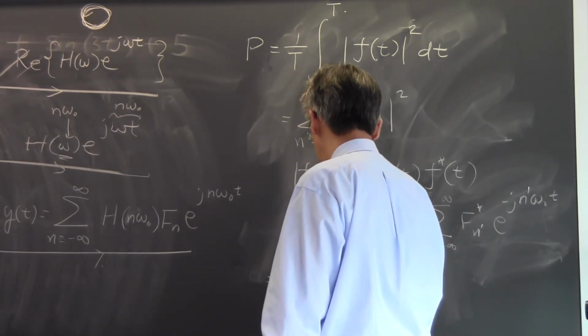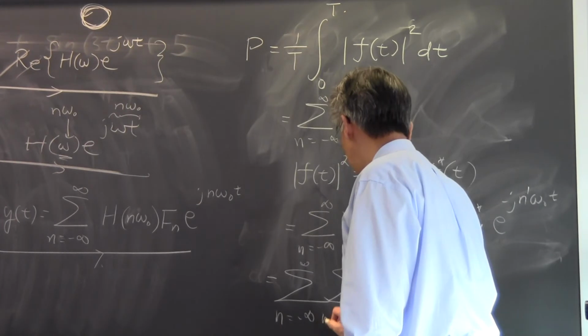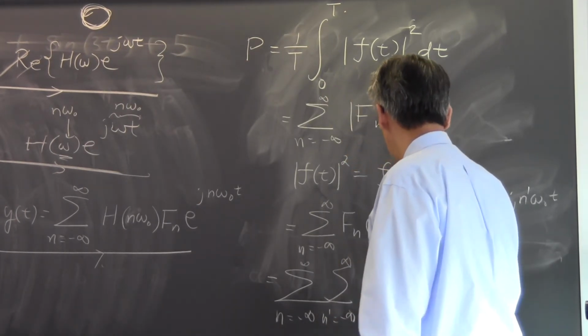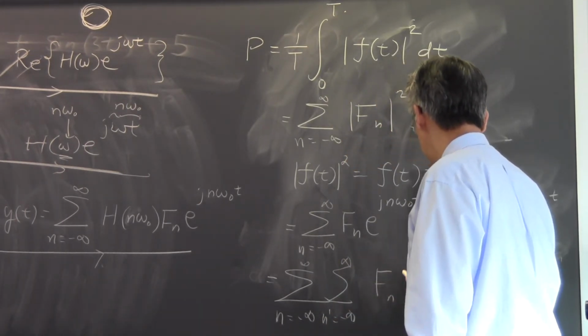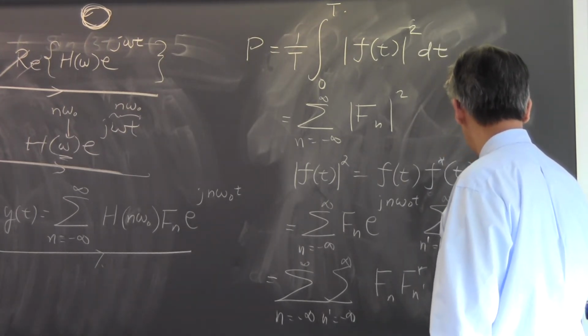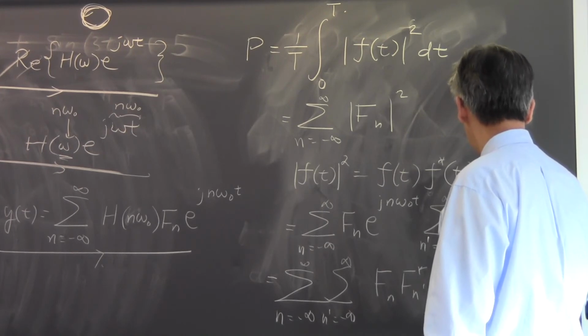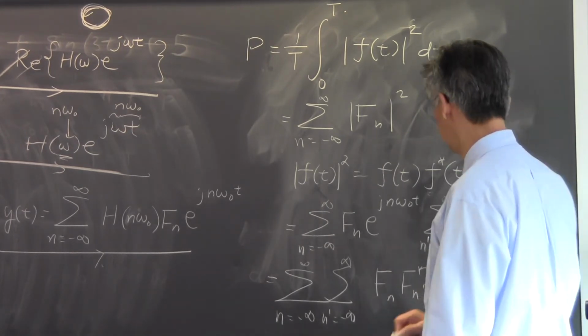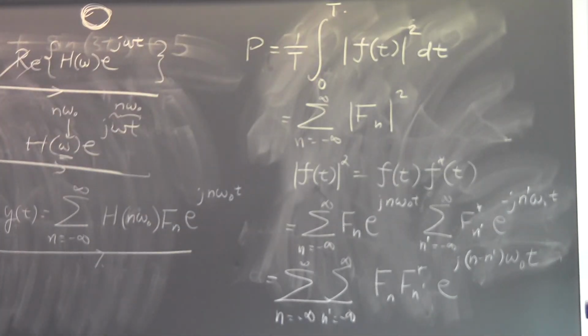N is equal to minus infinity to infinity, n prime is equal to minus infinity to infinity. I bring them under one sum. And then what I have in the exponent is just n minus n prime times omega naught t. I bring the two summations together. It's quite easy to do. Mix them together, but make sure that they have a different identity when you mix them together. One is indexed with n, the other one is indexed with n prime.